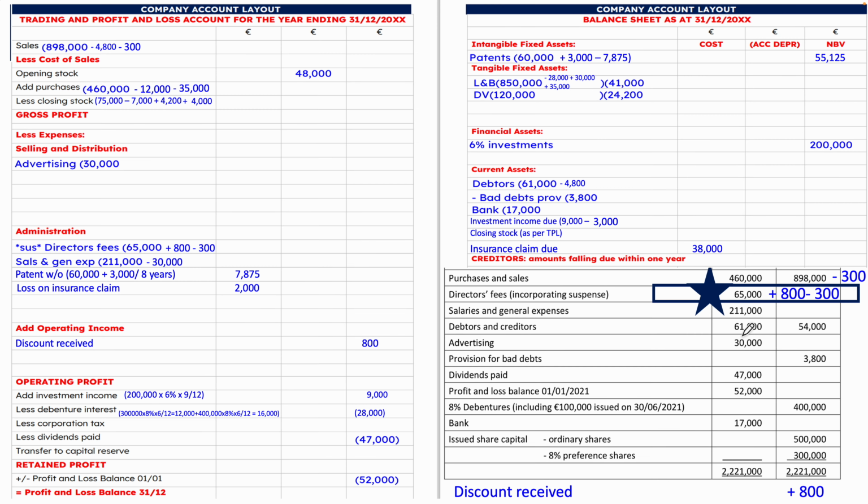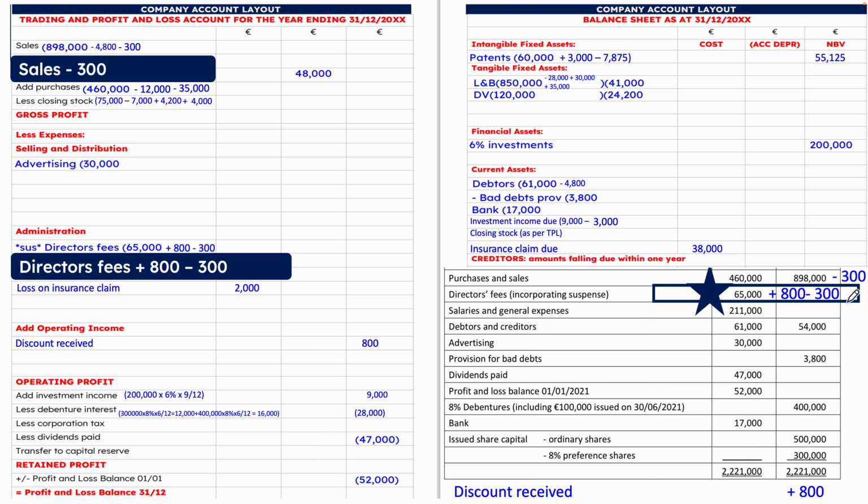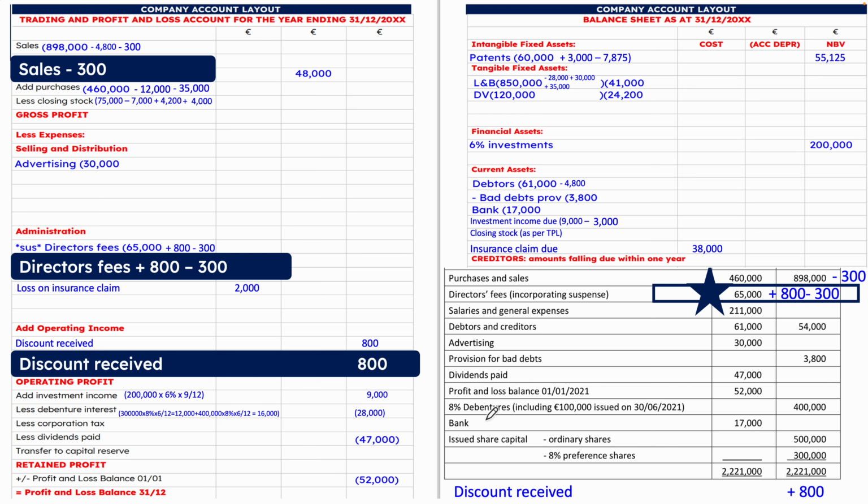So we take what we've just done in the trial balance here. In our sales, we minus 300. In our director's fees, we plus 800 and we minus 300. And in our discount received, we just enter in our 800 discount received. So we're just ticking along that we have now entered all of them. And that is adjustment 5 completely done.